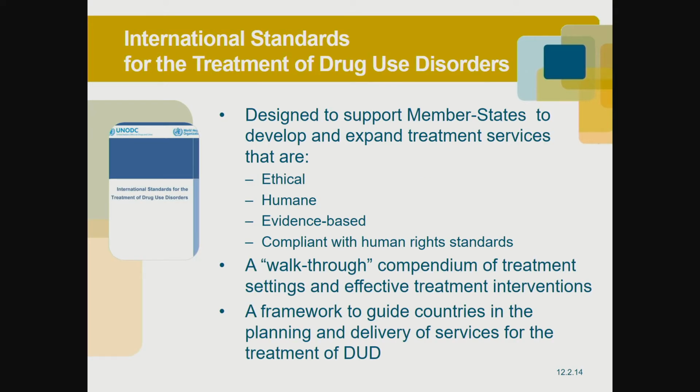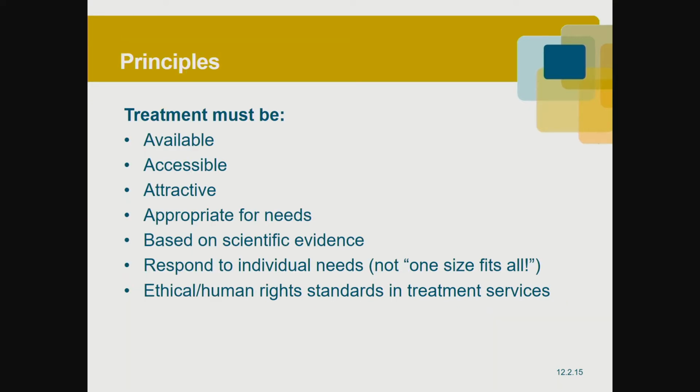So the international standards of treatment of drug use disorders were then developed by both organizations, UNODC and the World Health Organization, in order to provide a framework of reference to ensure that treatment services are ethical, are humane, are based on scientific evidence, and of course comply with human rights strategies. After doing a large literature review, it is a sort of compendium of what we know exists, what there is evidence for in terms of effectiveness for treatment, and then helping member states use these standards as a reference for the development of their own systems.